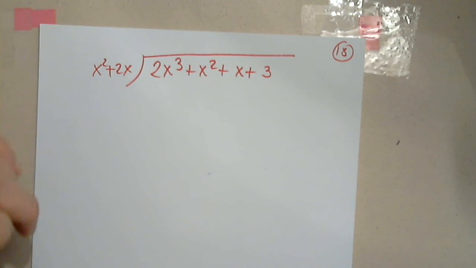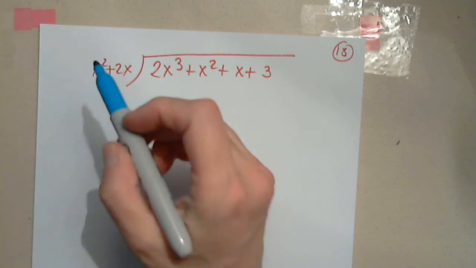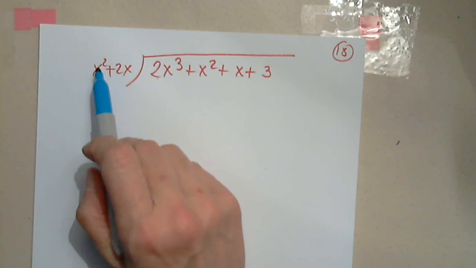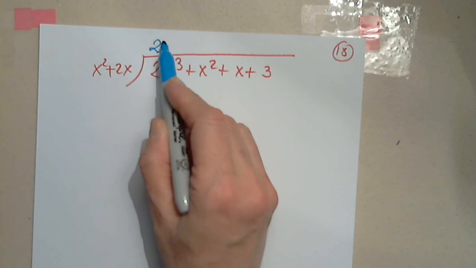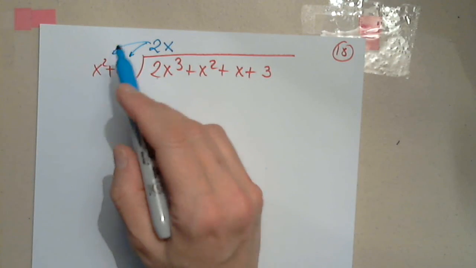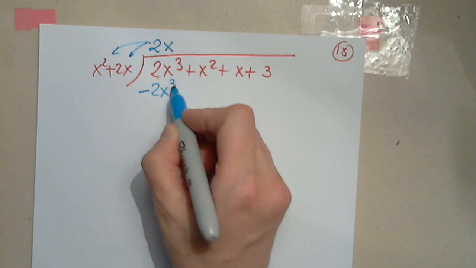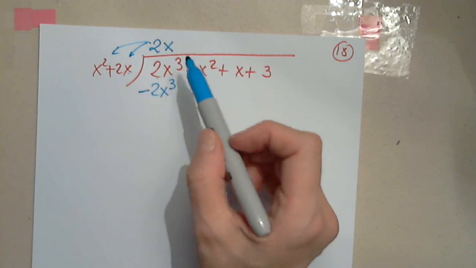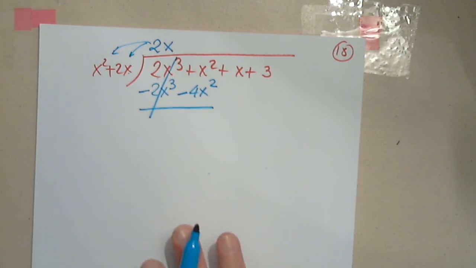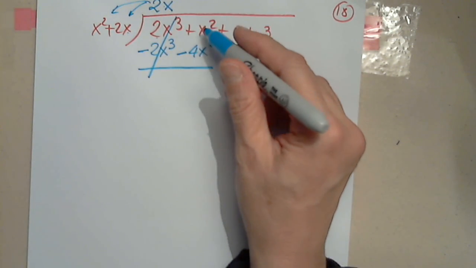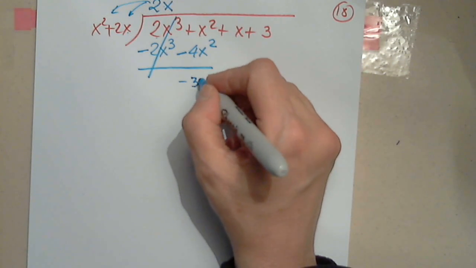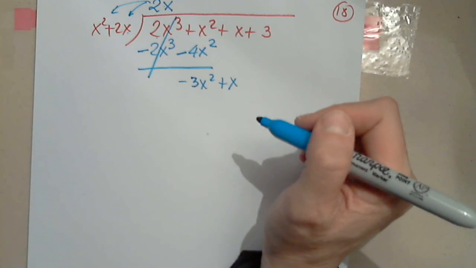Okay, so I am asking myself, x squared times what? Obviously, the quotient has to be a line. X squared times what is 2x cubed, and that is 2x, and I go and distribute. 2x times x squared is 2x cubed. I have to subtract. 2x times 2x is 4x squared. I have to subtract. Perform the operations I see, and I get negative 3x squared, and then plus x.